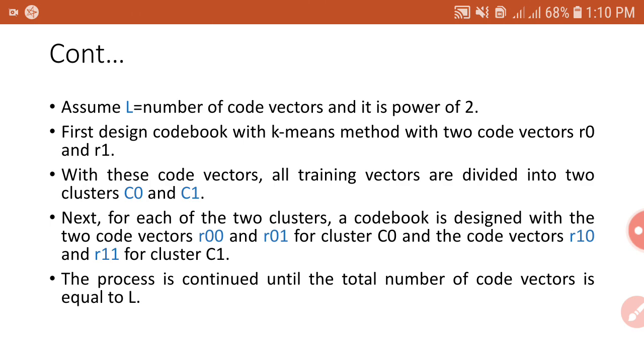Now this process is continued until the total number of code vectors equals L that we assumed initially. The algorithm stops when the number of code vectors equals L that we assumed at the starting of the algorithm. By using this method, the search complexity is decreased over full search. Why? Because we do not compute the distortion between the input vector X and all the code vectors present in the codebook.